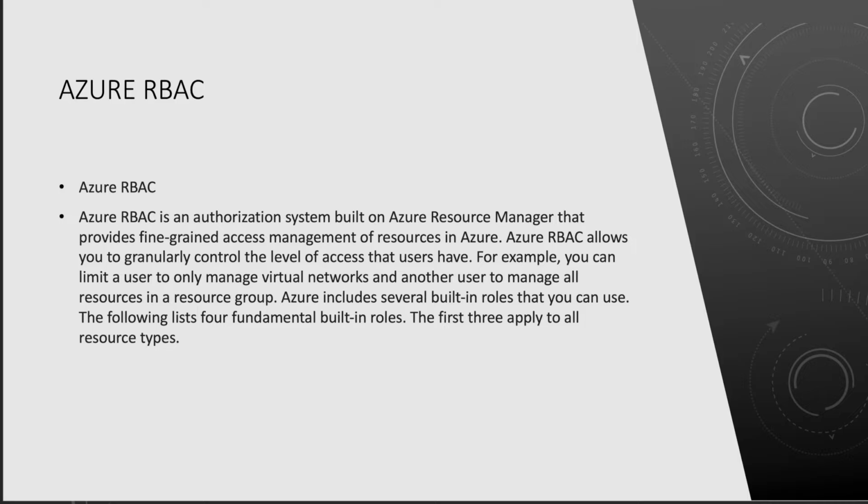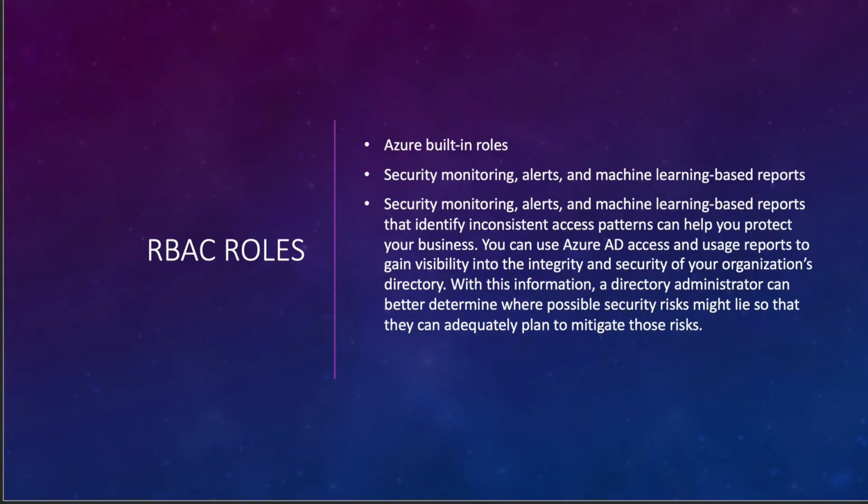These can be lengthy and these can be really hard to manage, but if you've got something that's super critical, then Azure includes several built-in roles that you can use to get an idea of how to build out your role-based access control, and then make sure that you're applying all these to the resource types that are important to you. Right? So those built-in roles are security monitoring, alerts, and machine learning based reports. All of these identify inconsistent access patterns that can help you protect your business. So those built-in roles do have monitoring and logging and alerting and some machine learning, so they understand when you get some weird access patterns.